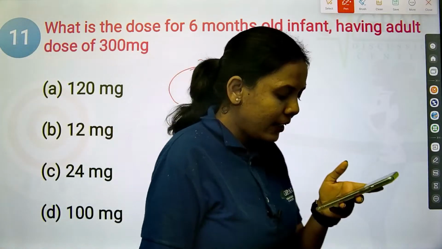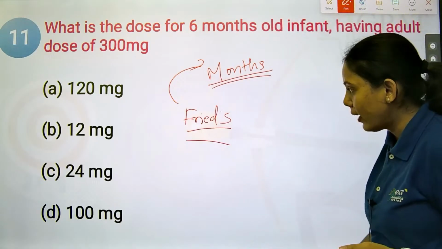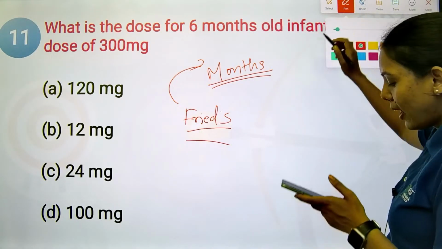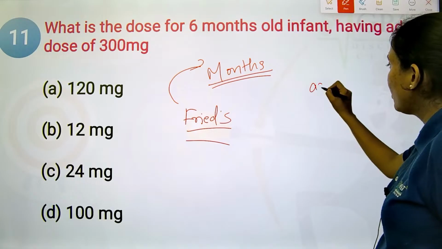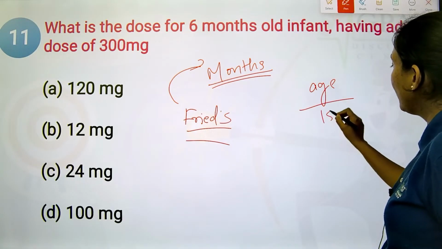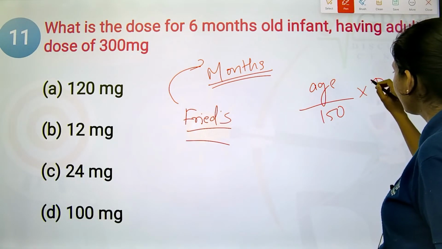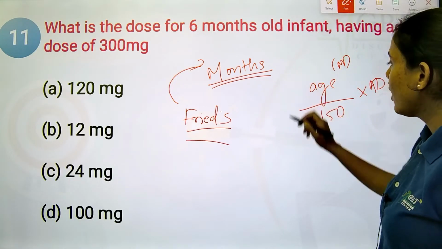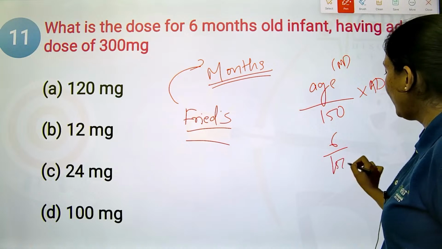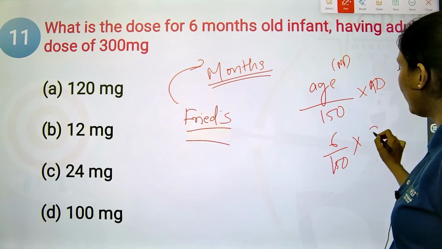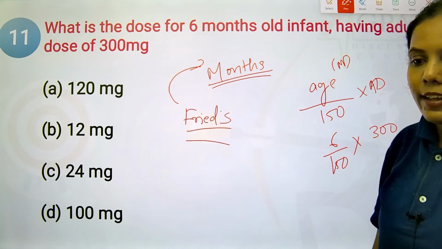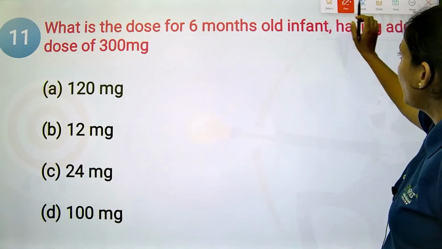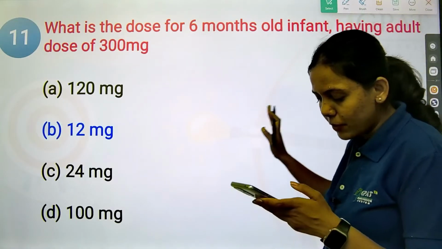Because I think D is not there. Sana is telling B. Okay. So what is the formula that we have seen? Age divided by 150 into adult dose. Age is given in months. What is age? 6 divided by 150 into adult dose is what? 300. If you calculate, you will get the answer. That is option B, 12 mg. Option B, 12 mg is the right answer.